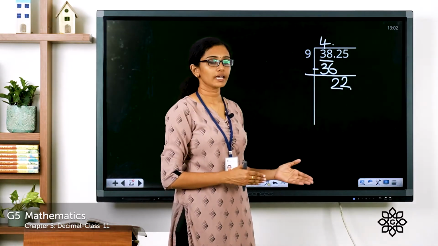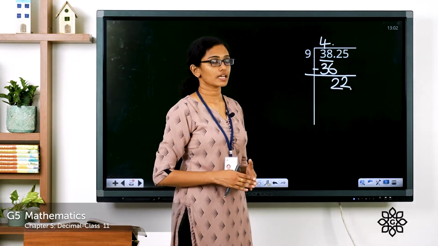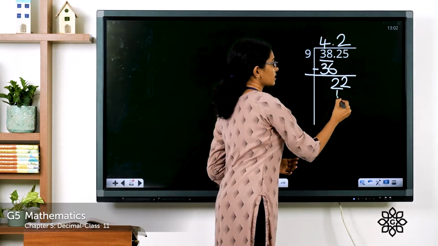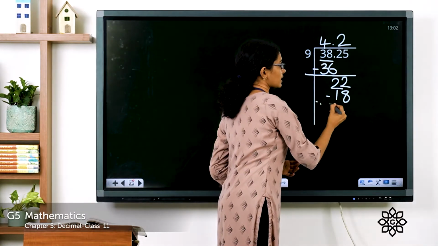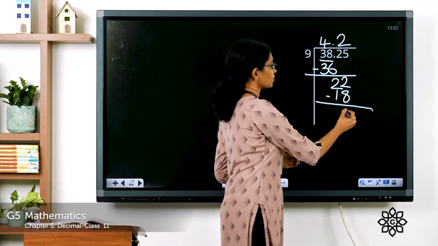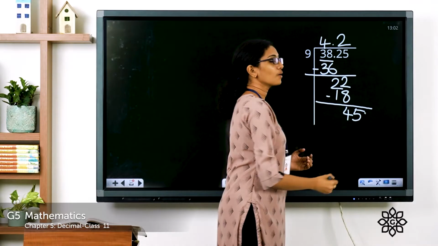So 9 1s are 9, 9 2s are 18, but 9 3s are 27. So let's take 9 2s. 9 2s are 18. Subtracting the numbers, we get 22 minus 18 is equal to 4. And there is one more digit to bring down, and that is 5.